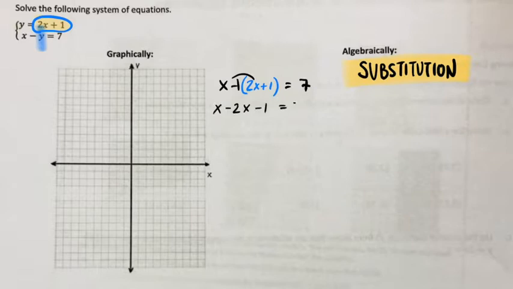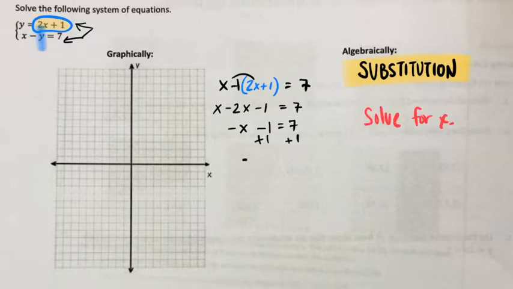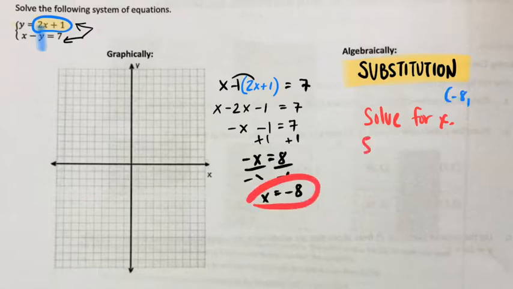So I'm going to distribute that negative 1. So it's going to give me negative 2x minus 1. And so even though I'm working just with the second equation, I'm actually working with both because I used part of this equation to fill in the blanks and substitute for the variable y. Now I want to go ahead and combine like terms. And you want to solve for x. And so we have our first value of negative 8 for the x.